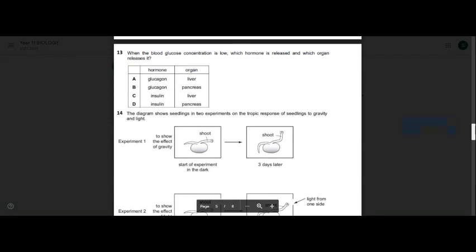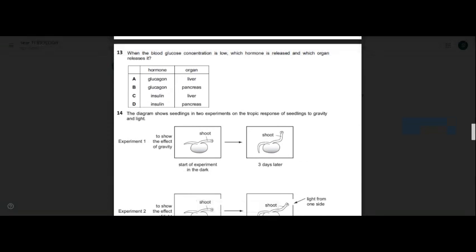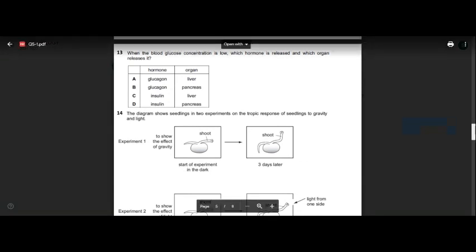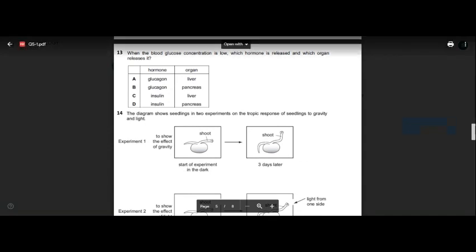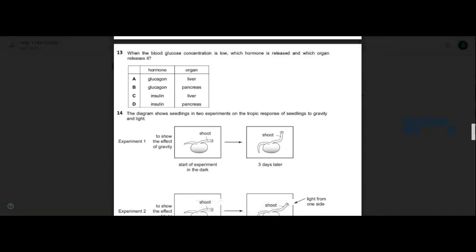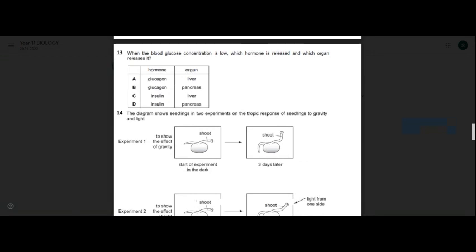So glucose will be produced because of the glucagon hormone, which is released from the pancreas. Okay, so the hormone is glucagon, and the organ which is responsible for the release of the glucagon is the pancreas. So the pancreas also is responsible for production and releasing of the insulin, these two. So the hormone is glucagon, the organ is pancreas. So the answer is B.